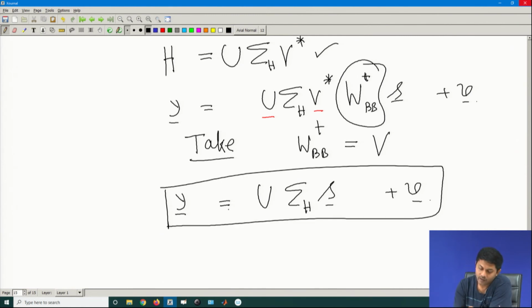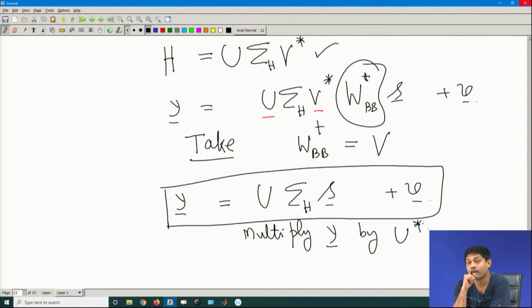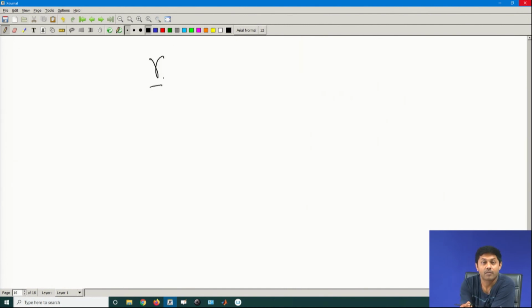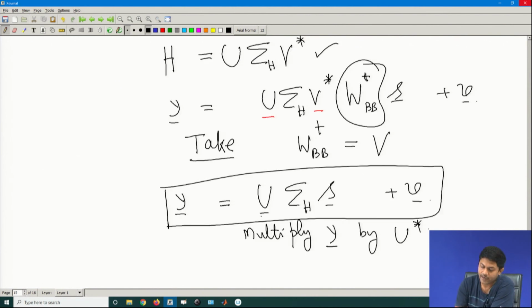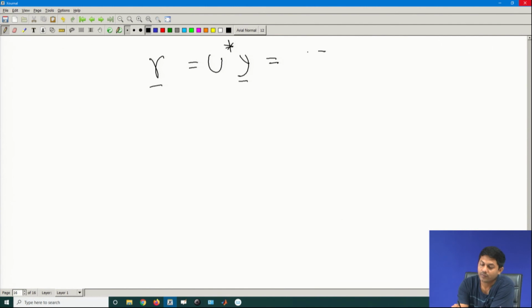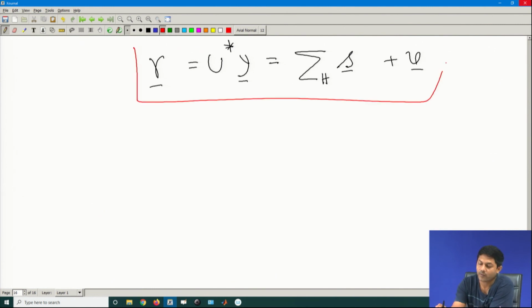Now, what I say? After that, you just multiply it with u. So, you multiply y bar by u star. Let us see what happens. Let us call it r bar, which is equal to u star into y bar. What will happen? This u will vanish, right. So, this will be sigma h into s bar plus v bar. Let us say that is my new data model.